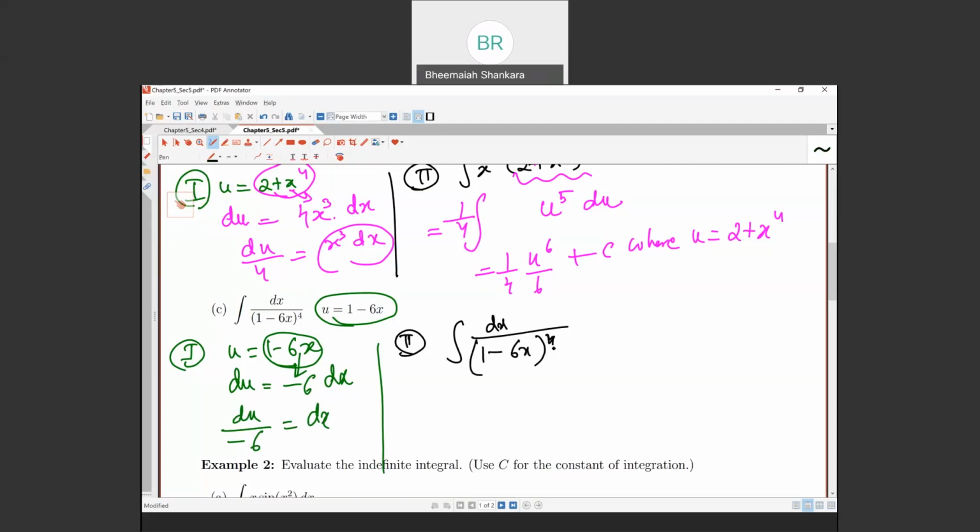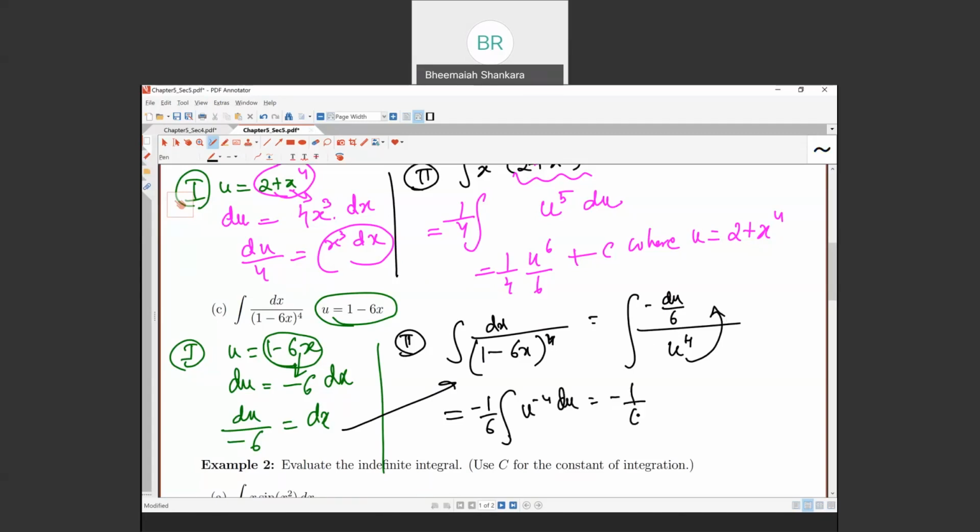So you want to rewrite this. I'll be using these substitutions here. dx, the numerator will be du divided by 6. The denominator is u to the 4. So take out all the negatives and the constant outside and move this u to the 4 to the top. So this looks like this, u to the negative 4 du.